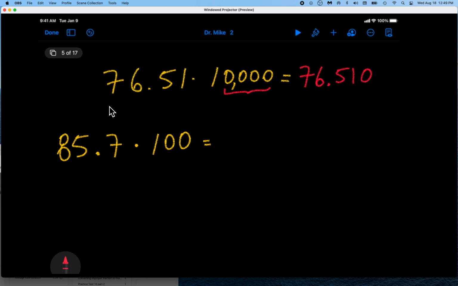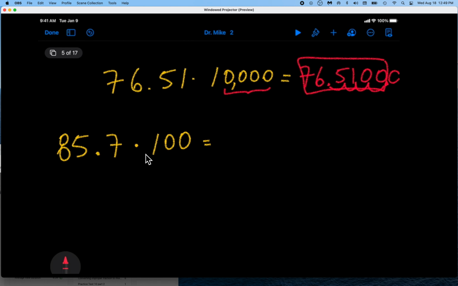I'm going to put some phantom zeros here. So now, when I take this decimal place and I move it 4 places to the right, 1, 2, 3, 4, it's going to go right there. 1, 2, 3, 4. This is my final answer.